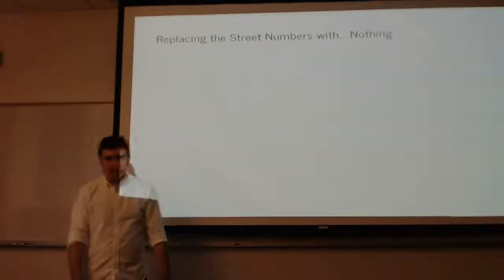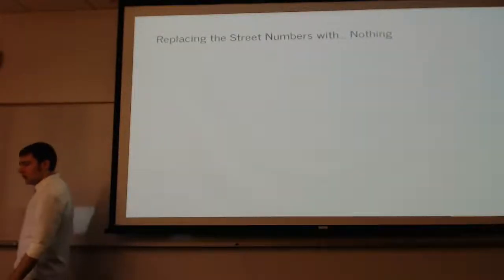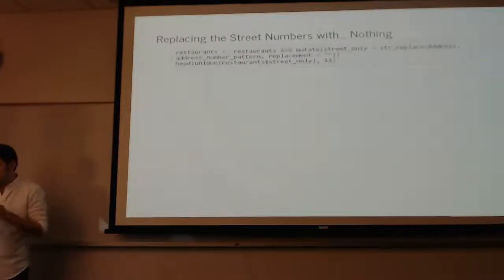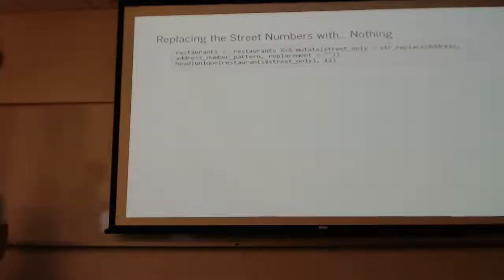Okay, so now what we want to do is replace those street numbers, and what we want to replace them with is nothing. So we're going to take our restaurants data and mutate. Our street only variable is just going to be our address variable with the street numbers replaced. So we're going to go street only equals string replace, the address variable, address number pattern. You give it the pattern here for what to search for, and then a replacement. The things that exactly match this pattern will be replaced with whatever you provide as a replacement.